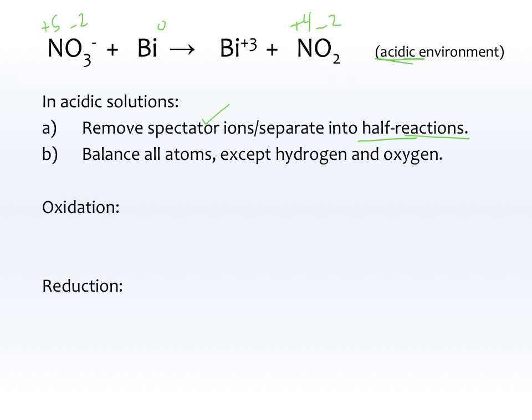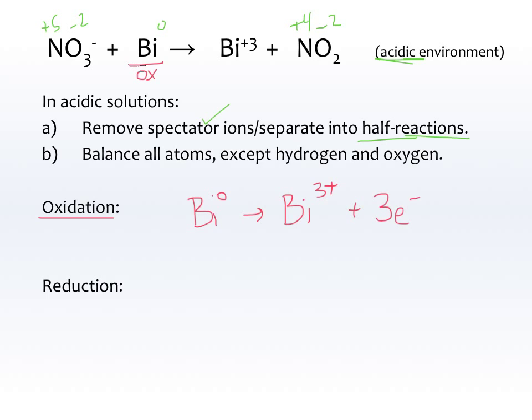Now I can determine who's being oxidized and who's being reduced. Let's start with oxidation, because the paper starts with oxidation. Oxidation is loss of electrons, gain in charge. That's bismuth. Bismuth is being oxidized because it's going from Bi0 to Bi plus 3, or Bi3 plus. So, I've separated into half reactions. I know the bismuth is the first one. And for that one, I can just add 3 electrons.